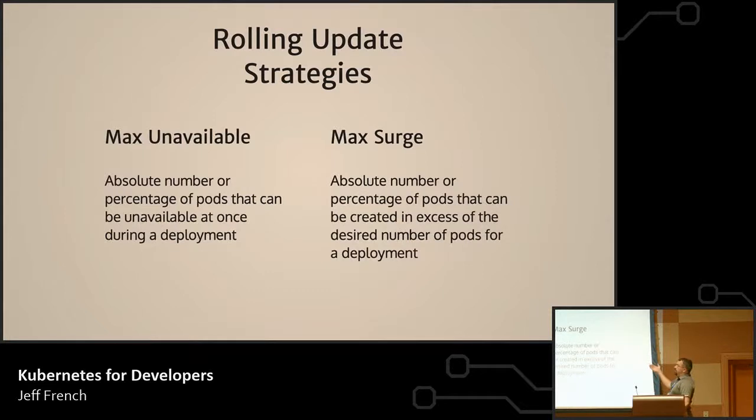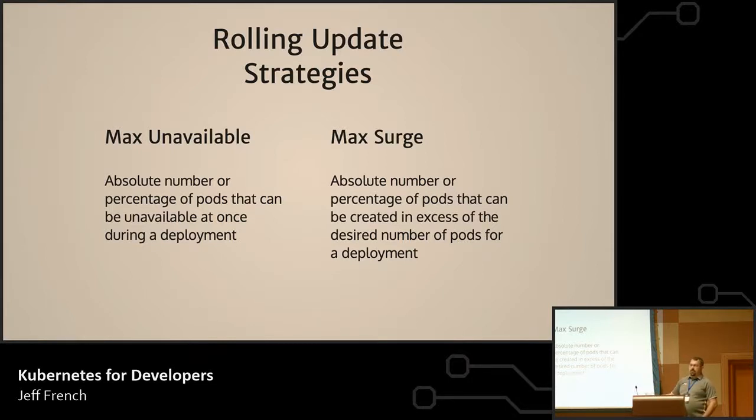So here are the types of deployment strategies that you can configure on a deployment object. One would be max unavailable, the other would be max surge. This is going to depend on what kind of resources you have in your cluster, and whether it's better for you to spin up more resources or to stay under a certain limit. If you have max unavailable, you're giving an absolute number or a percentage of pods that can be unavailable at once during deployment.